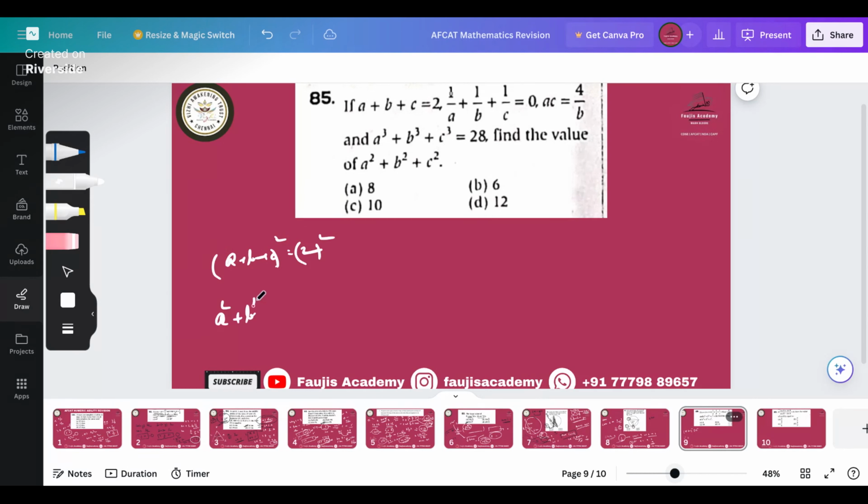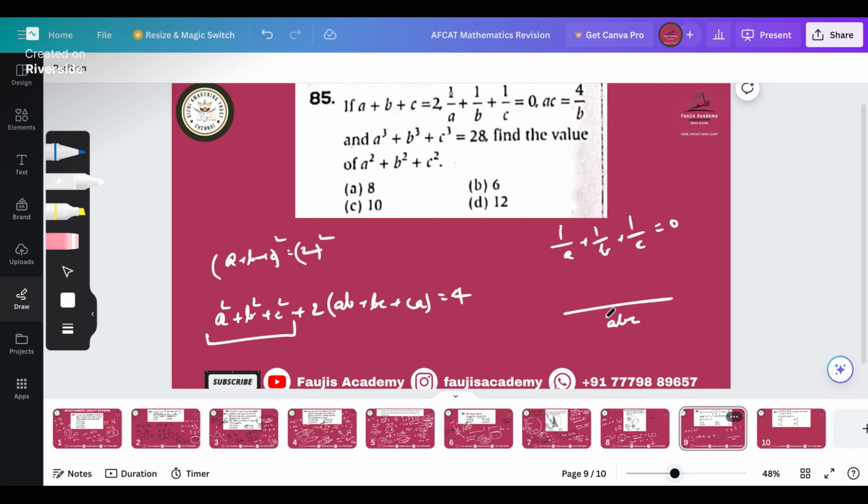And a square plus b square plus c square, what's the formula? Sorry, a plus b plus c whole square, what's the formula? The formula is a square plus b square plus c square plus 2 into ab plus bc plus ca. This is the formula, right? Which is basically nothing but 4, right? And we have to find the value of this. So let's just keep it over here. Now 1 by a plus 1 by b plus 1 by c is equal to 0. Okay. So abc is your LCM.